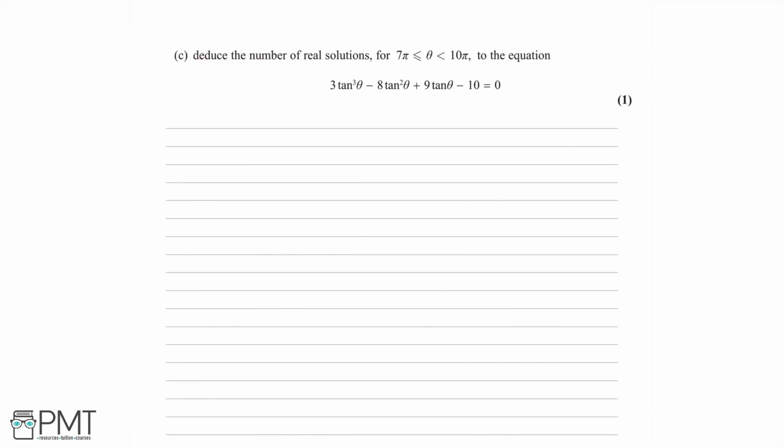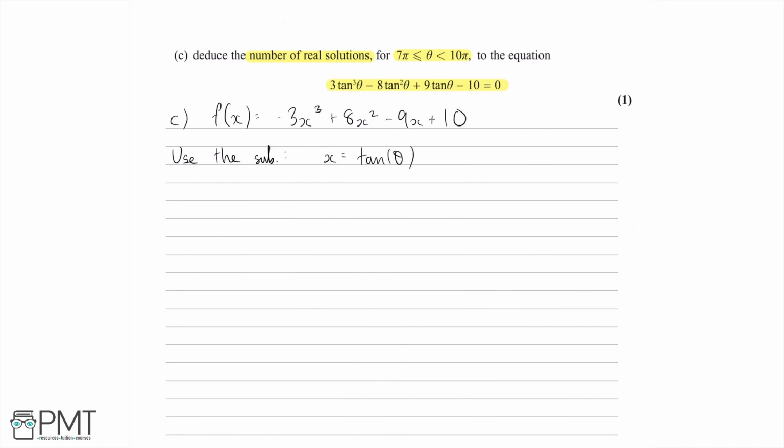Deduce the number of real solutions for this range here, theta between 7 pi and 10 pi, to this equation here, this cubic in tan theta, 3 tan cubed theta minus 8 tan squared theta plus 9 tan theta minus 10 equals 0. Well, first thing to do is look how strangely similar this is to what we had as f of x. If I write down what f of x was, it was minus 3x cubed plus 8x squared minus 9x plus 10. And now, if that is the case, then let's use the substitution x equals tan theta and see what we're left with.